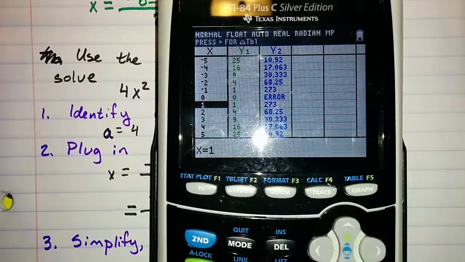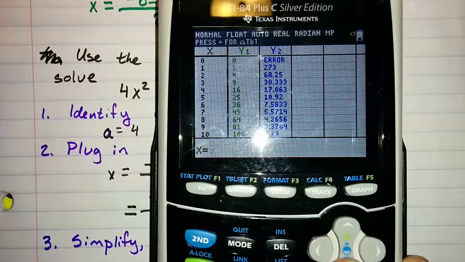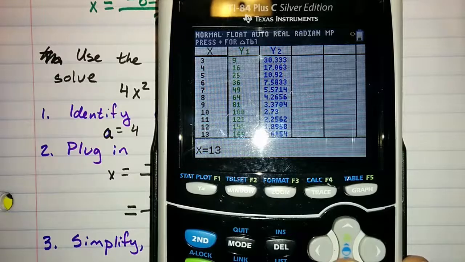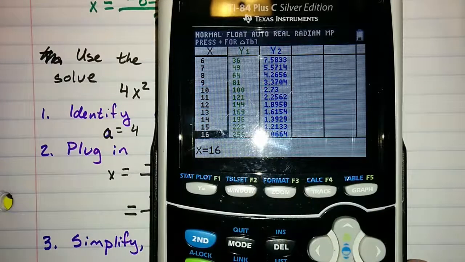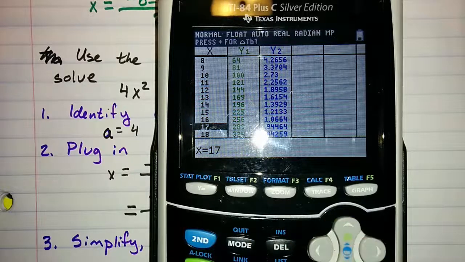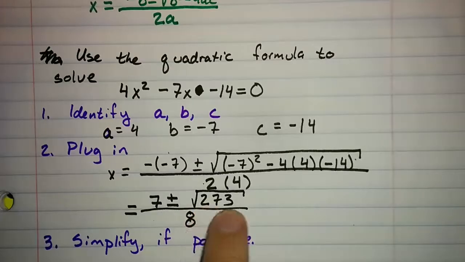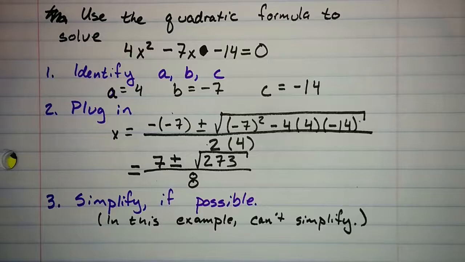1 of course works, but I don't care about that. I'm looking in the y2 column to see if there are any whole numbers. No. And now I'm up to perfect squares that are larger than 273, so nothing's going to work. Since I can't simplify this square root, I can't simplify. I'm done. So using the quadratic formula is actually quite easy.